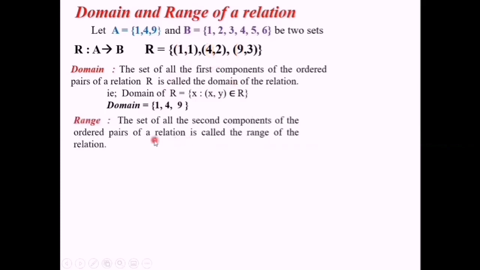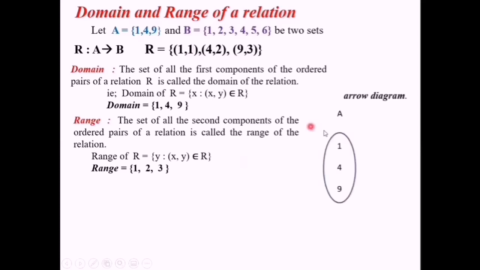Now let's define range. The set of all the second components of the ordered pairs of a relation is called the range of the relation. Here, the set of all the second components, that is 1, 2, 3. Once again, we write the range here. Range of R is the set of all the elements y, that is, the second component of the ordered pair (x, y) from the set R. So the list of the range here is 1, 2, and 3.